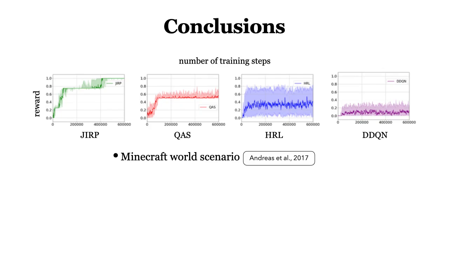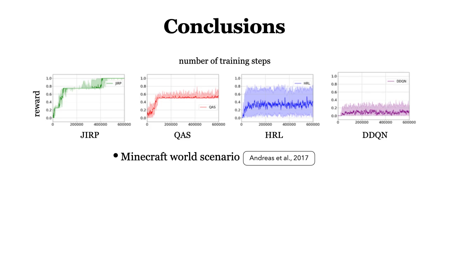We show results for a task in the Minecraft world scenario. We measure the average obtained reward at increasing number of training steps. The results for JIRP are shown on the leftmost graph, and at around 400,000 steps, it converges to reward 1, while other methods never reach reward 1.